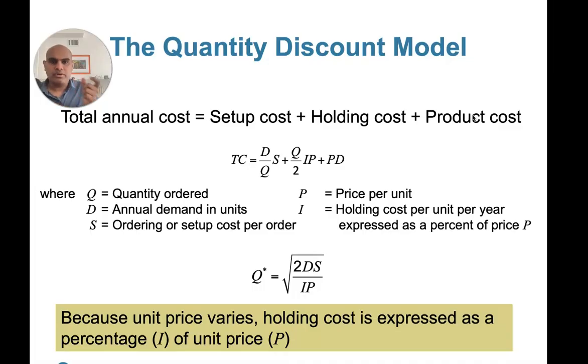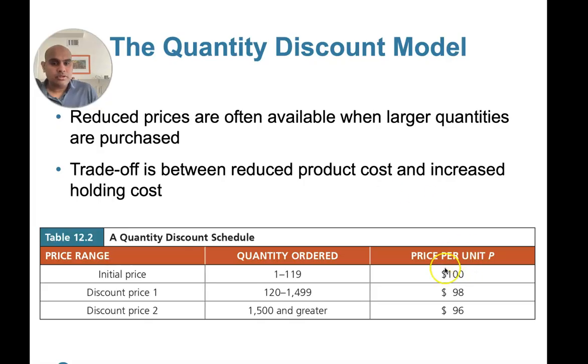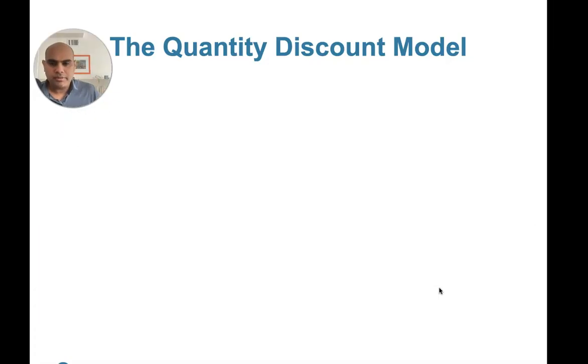So that's how you represent it. And the reason why we represent it as a percentage is because when you are looking at a quantity discount schedule, the unit price itself is different. So your holding cost values are also going to be different, right? So keep that in mind.